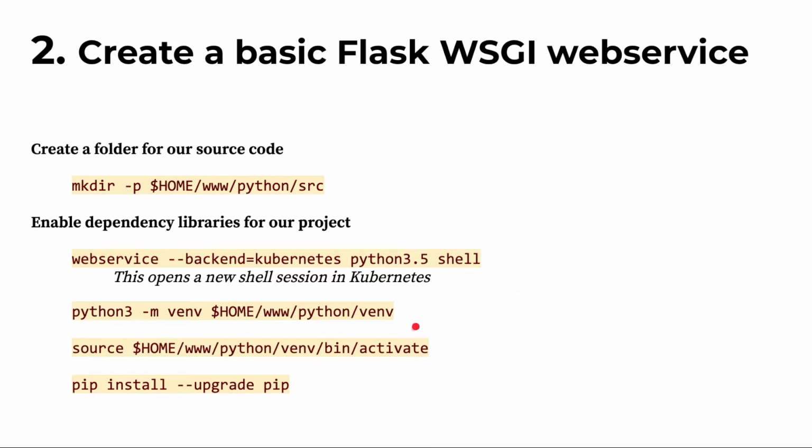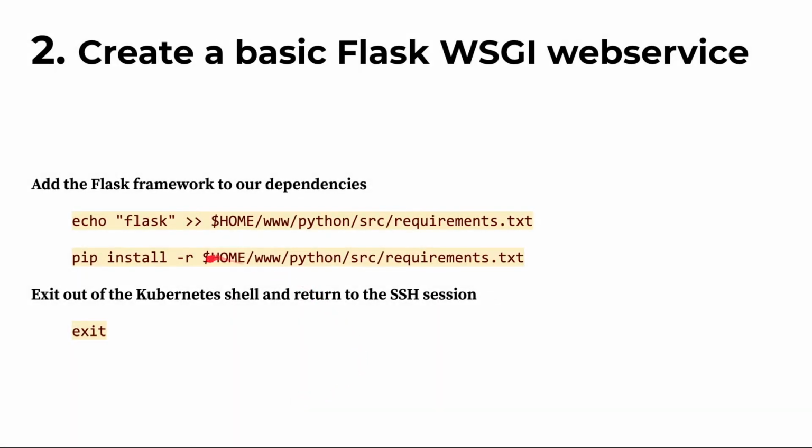Once we're in the new session, which is the Kubernetes session, not the SSH session, we can run venv and create a new one. Then we can activate the environment that we just created, and then we will upgrade the package installer for Python so that it's on the latest version. After that, we will add the Flask library to our requirements.txt file in the src folder. That's a convention that's used on Python projects, and then we will install it with pip. And then after that, we will exit the Kubernetes shell and go back to the SSH session that we were in.